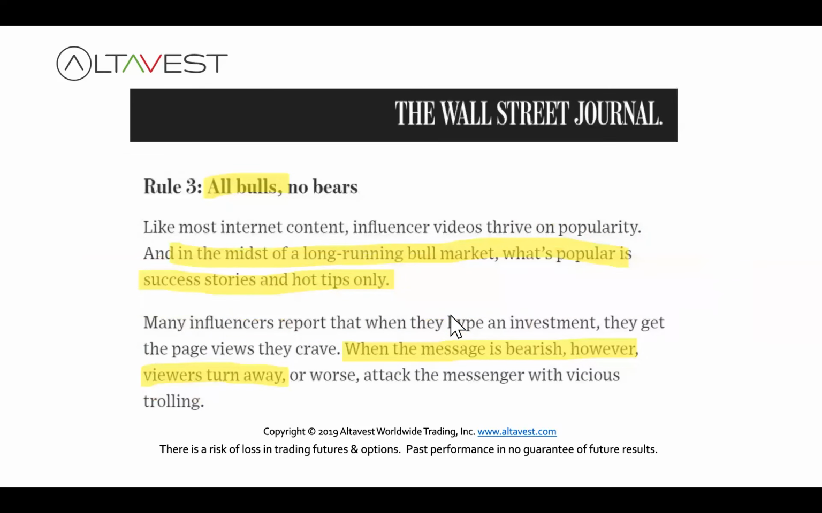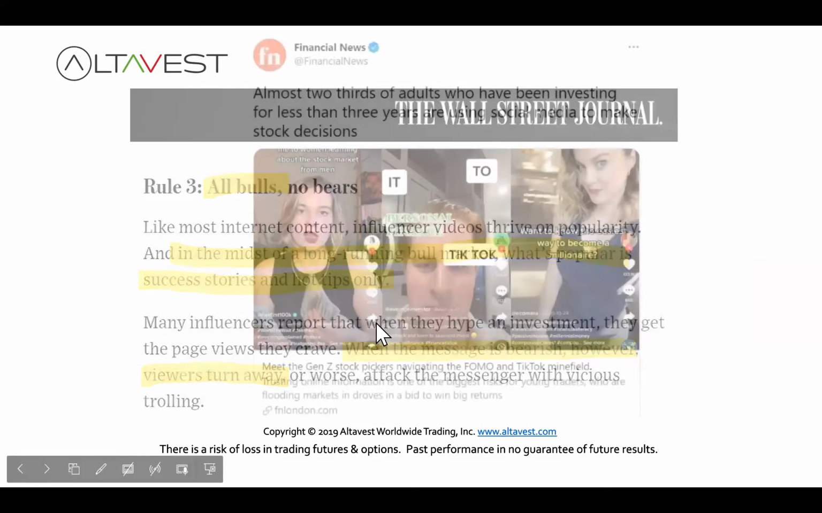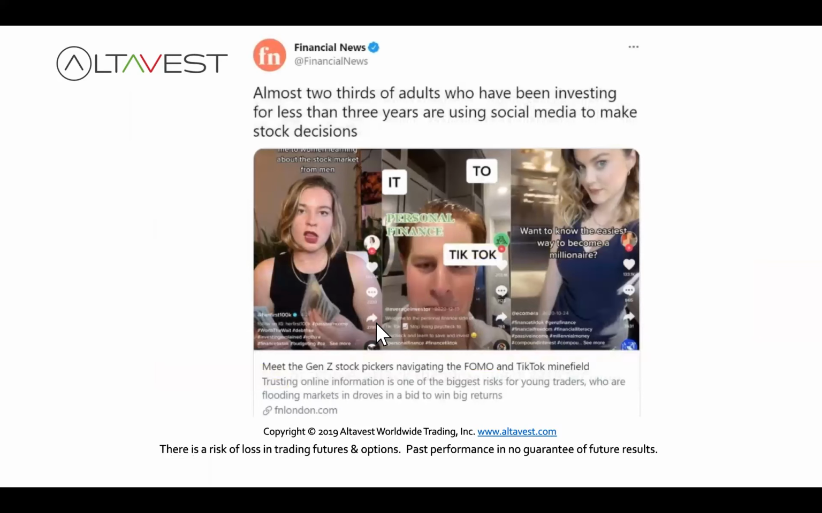And it's, once again, all bulls, if you notice. Long-running bull market, so what's popular are only success stories and hot tips. And if the message is bearish, the viewers turn away. So anyone out there in social media, maybe you've seen this type of thing on TikTok. I'll give you a few more examples.